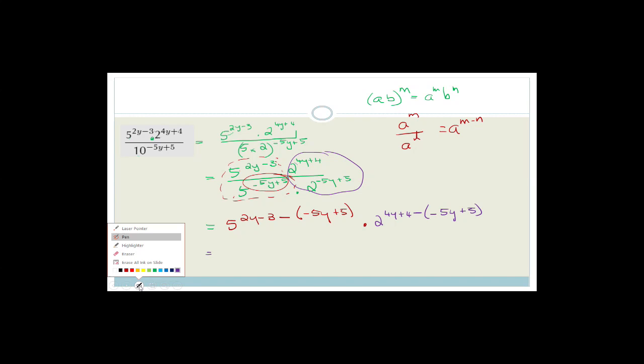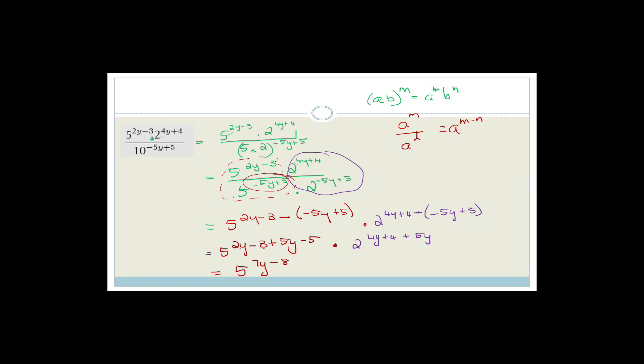So let's go back to red. We've got 5 to the 2y minus 3, minus times the minus is a plus 5y, minus times the plus is a minus 5. So I might as well just finish it here. It becomes 5 to the 2y plus 5y is 7y, minus 3 minus 5 is minus 8. Multiplied by, let's change color, 2 to the 4y plus 4, minus times a minus is a plus 5y, minus times a plus is a minus 5. So we multiply it, 2 to the, might as well add them up, 4y plus 5y is 9y, plus 4 minus 5 is minus 1.